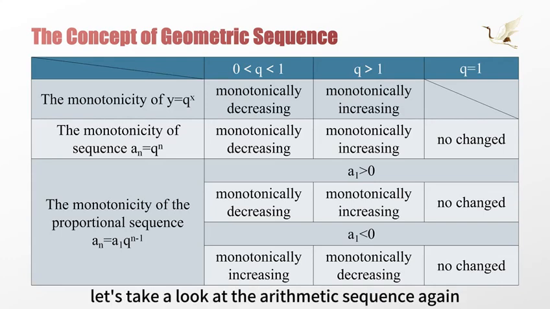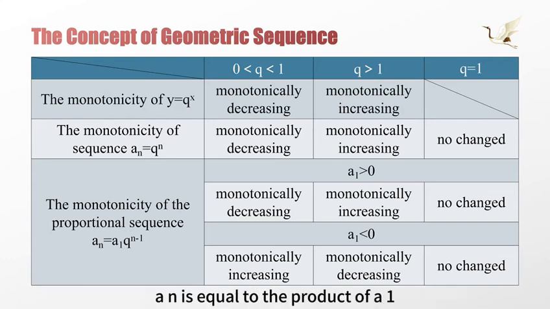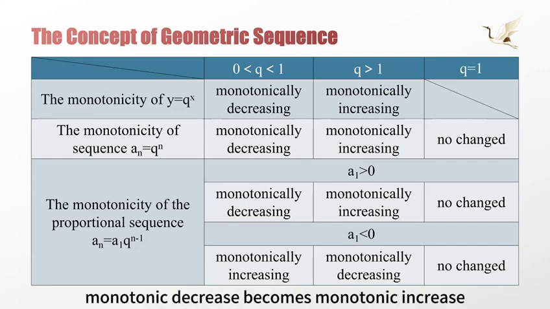Let's take a look at the geometric sequence again. a_n is equal to the product of a_1 and q to the power of n minus 1. Therefore, its monotonicity is related to both the range of q values and the sign of a_1. When a_1 is greater than 0, we can easily obtain its monotonicity consistent with the above monotonicity. When a_1 is less than 0, monotonic increase becomes monotonic decrease, and monotonic decrease becomes monotonic increase.